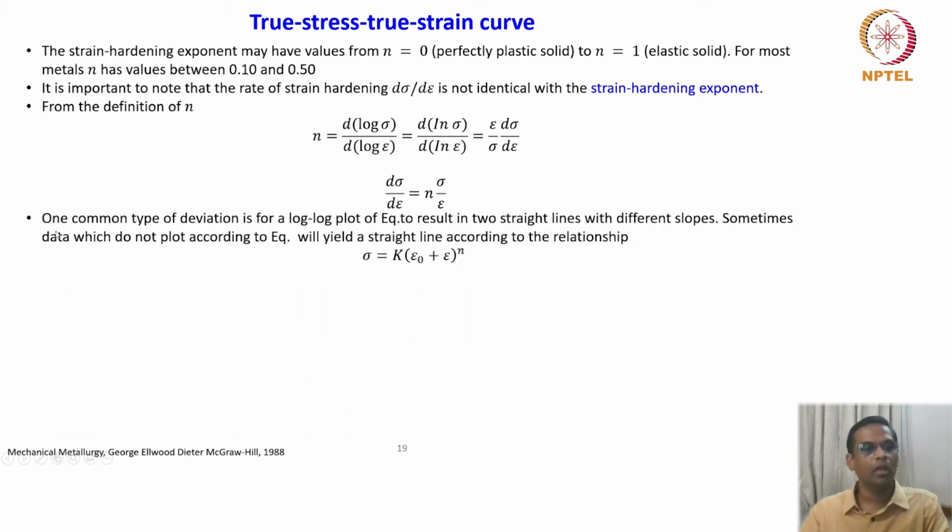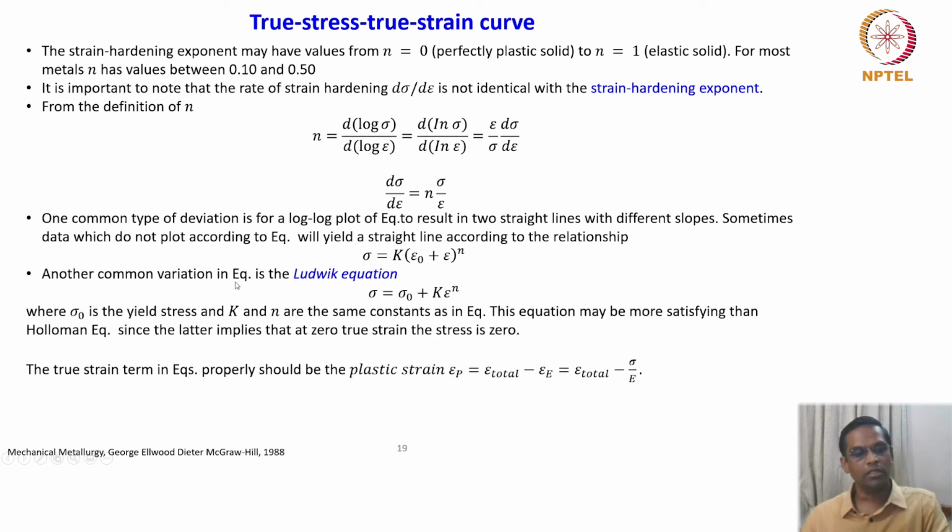Okay. One common type of deviation is for the log-log plot of the above equation, the Hollomon equation, to result in two straight lines with different slopes. Sometimes data which do not plot according to the above equation will yield a straight line according to the relationship given here. So sometimes the Hollomon equation is modified in this fashion, that is sigma is equal to k times epsilon naught plus epsilon to the power n.